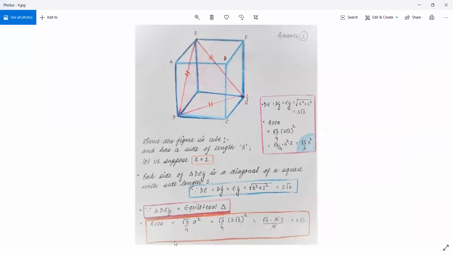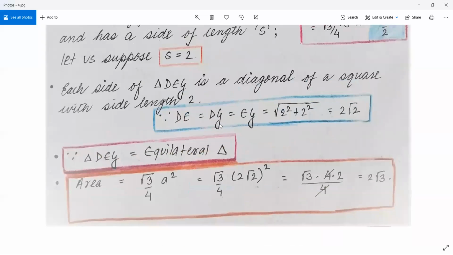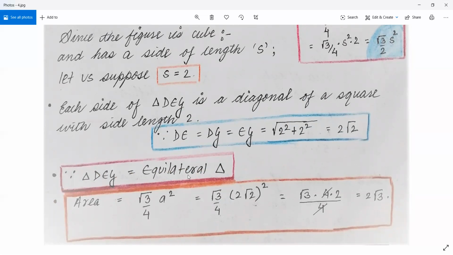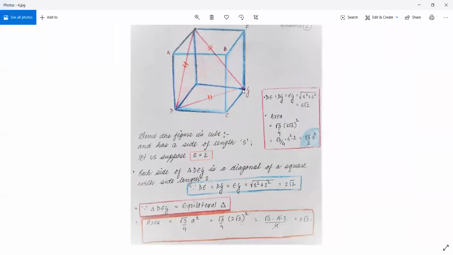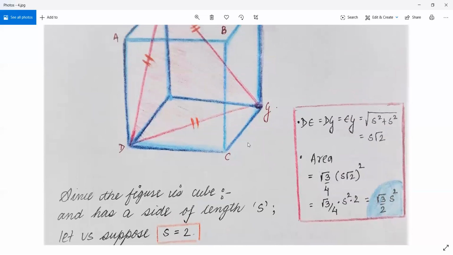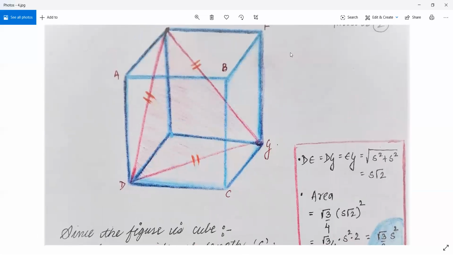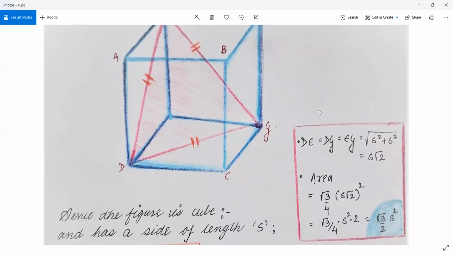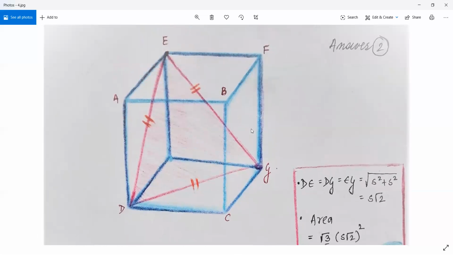And that's the theory. So when I calculate the area of an equilateral triangle, that is root 3 upon 4 a squared, and my value of a is the side of the equilateral triangle, that is 2 root 2, so root 3 upon 4 times 2 root 2 whole squared will give you the value 2 root 3. So I just checked with the value of s as 2 and did this calculation. But to be quick, now we have the concept that DE, DG, and EG are equal, and if the side is s, then each will be the square root of s squared plus s squared.